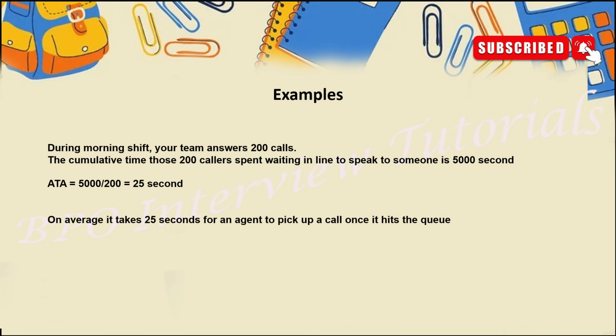During the morning shift, your team has to answer 200 calls, right? For these 200 callers, the waiting time is 5,000 seconds. Now, how can we calculate the ASA, average time to answer? 5,000 seconds divided by 200 is 25 seconds, which means on average it will take 25 seconds for an agent to answer the next customer who is in the queue, right?